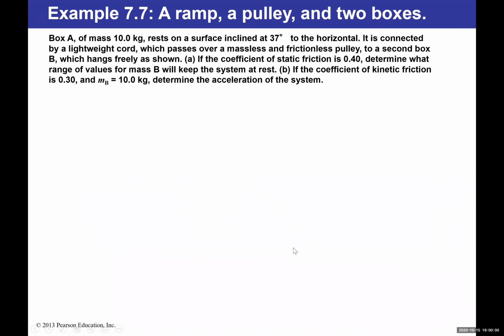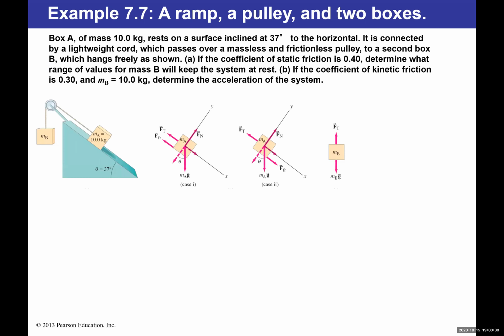All right, so one last example. And this one you can think of as increasing the difficulty of the problem. Here we have a box A of mass 10 kilogram resting on a surface inclined 37 degrees to the horizontal, so we're creating an incline. It is connected by a lightweight cord that passes over a massless and frictionless pulley to a second box B, which hangs freely as shown. If the coefficient of static friction is 0.4, determine what range of values for mass B will keep the system at rest. If the coefficient of kinetic friction is 0.3 and mass is 10 kilogram, determine the acceleration of the system.